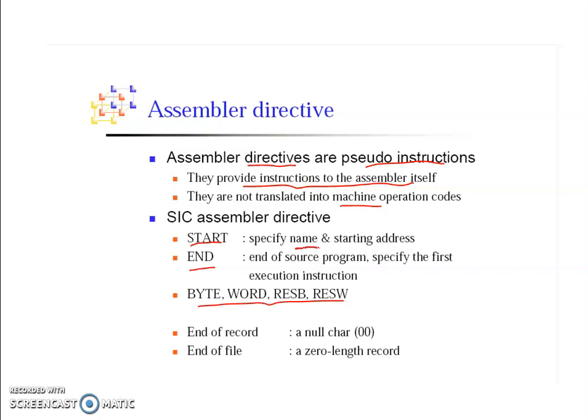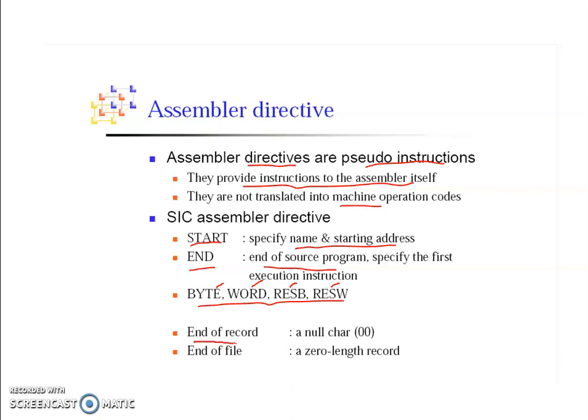START specifies the name of the program as well as the starting address. And END indicates the end of the source program. BYTE is used to assign some byte constant, and WORD is used to assign some numeric constant value to some label or some symbols. Then RESB and RESW are used to reserve bytes and words based on the operands that are given.